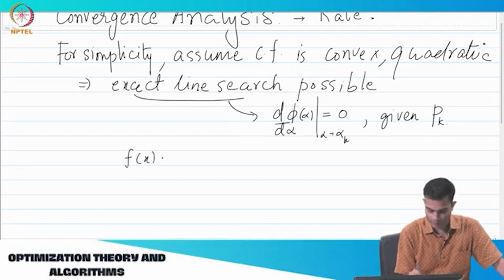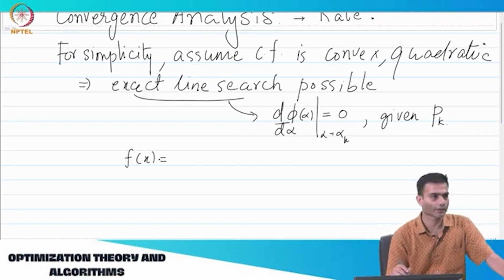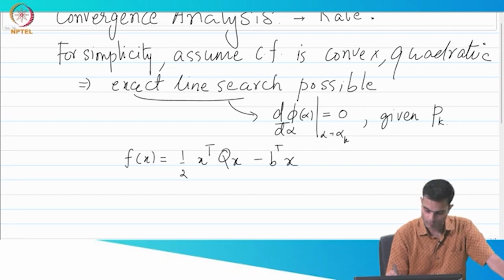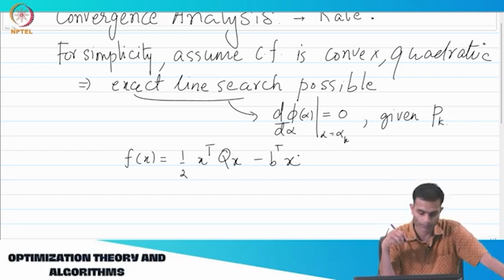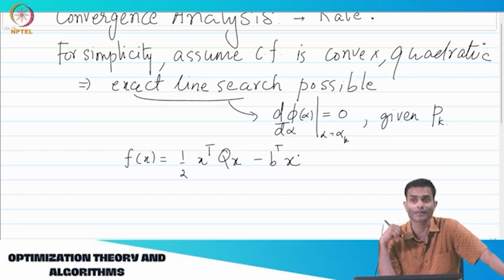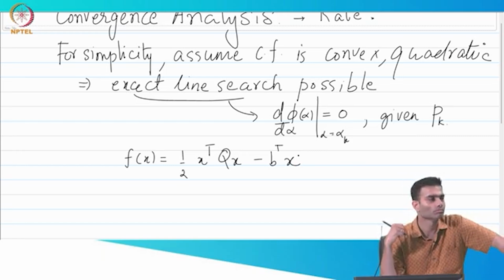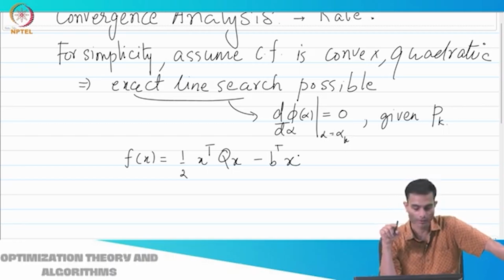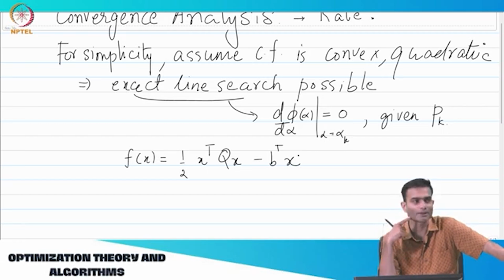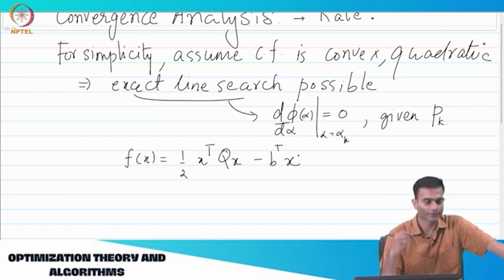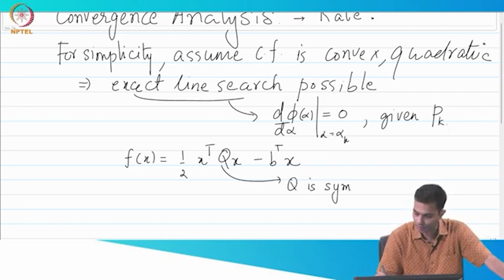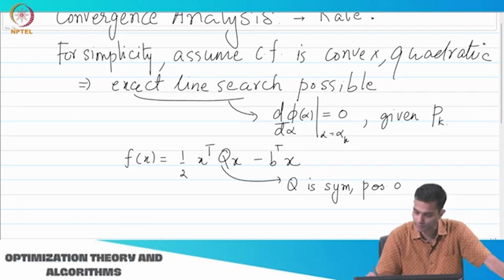So here is my cost function. I want it to be convex and quadratic. We've already seen a quadratic form before, right? This is the form of a quadratic cost function. Are there any constraints on Q? For it to be convex, it's already quadratic because there's x multiplied by x. For it to be convex, do I need something else? Q should be positive definite. Obviously, it's also symmetric and it's positive definite.